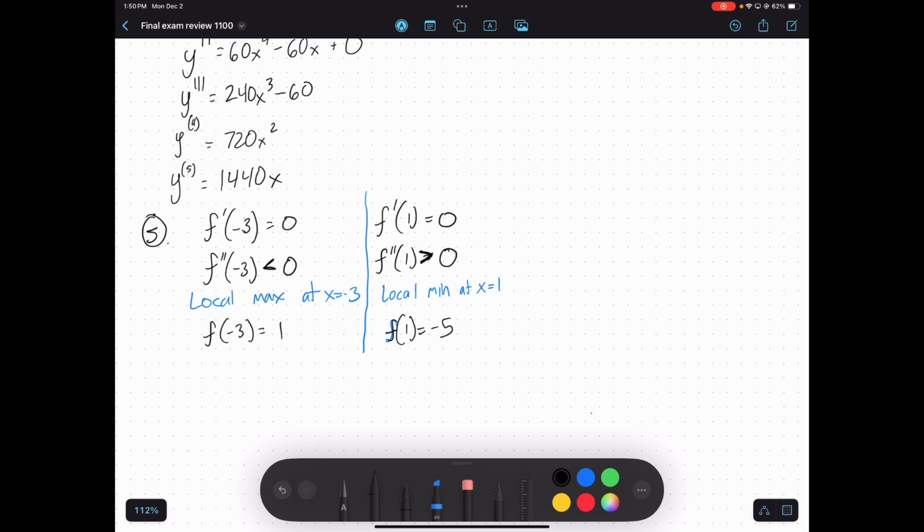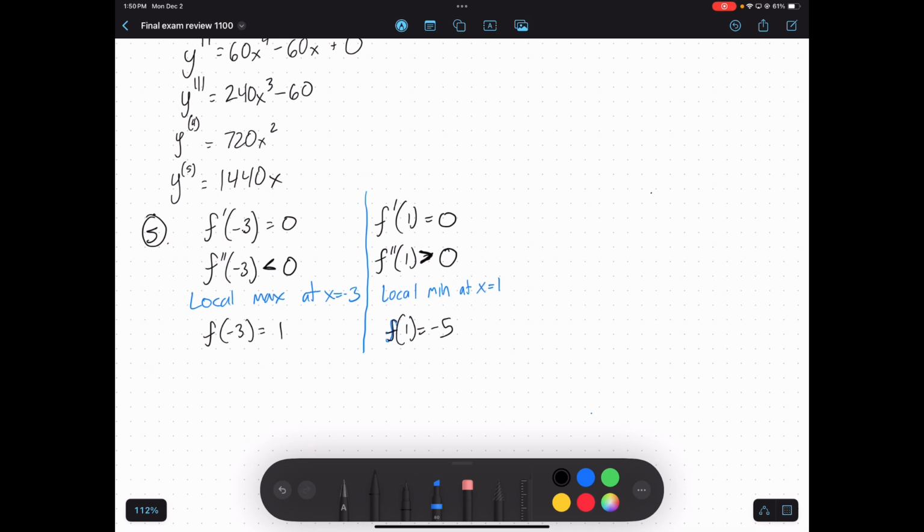Now I can honestly stop here. It also tells me about where the inflection points are. I think that's the other thing it'll tell you about. It'll tell you about where the inflection points are. But I honestly don't need to know. I can already pick the correct graph just based off of this.